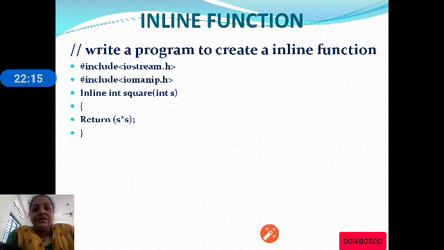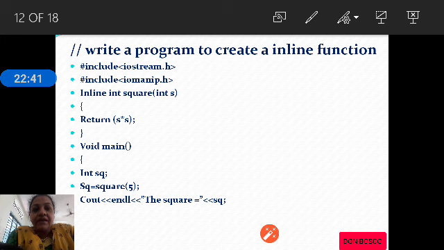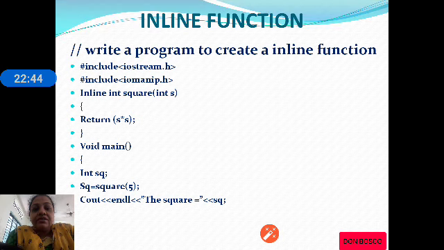Now we shall create a main function and we shall call the inline function. So sq is equal to square of 5. The square function is called by passing 5 as the argument. When this function is called, the control will not go to the square function, as square is declared as inline. The function call is replaced with the function body and the function gets executed very quickly.